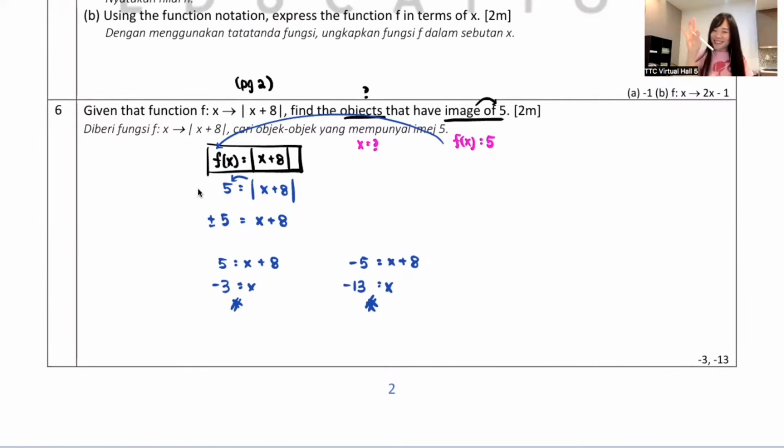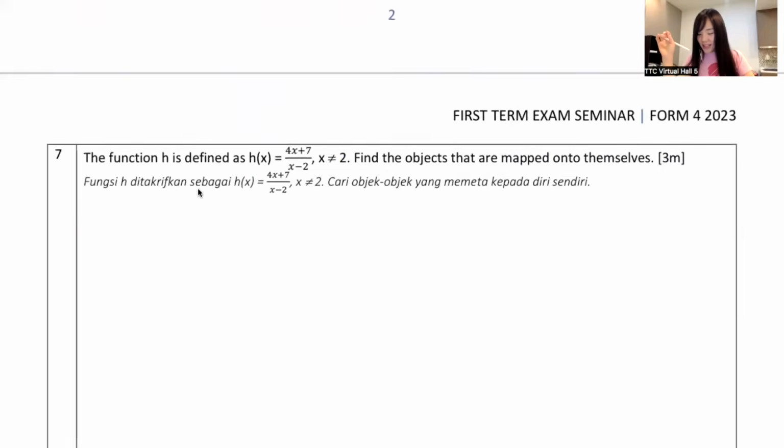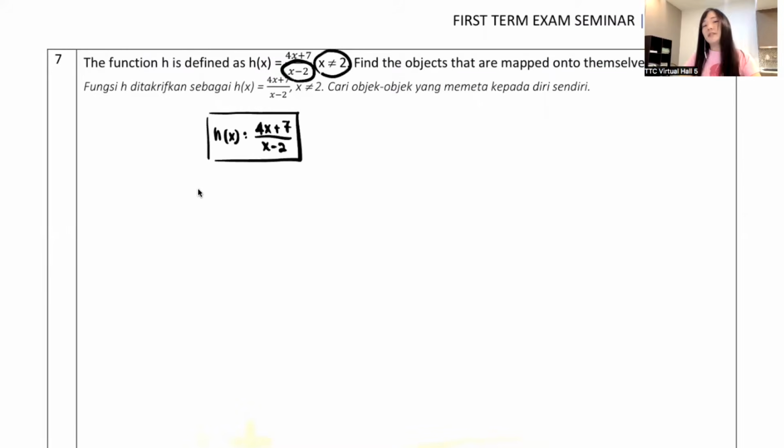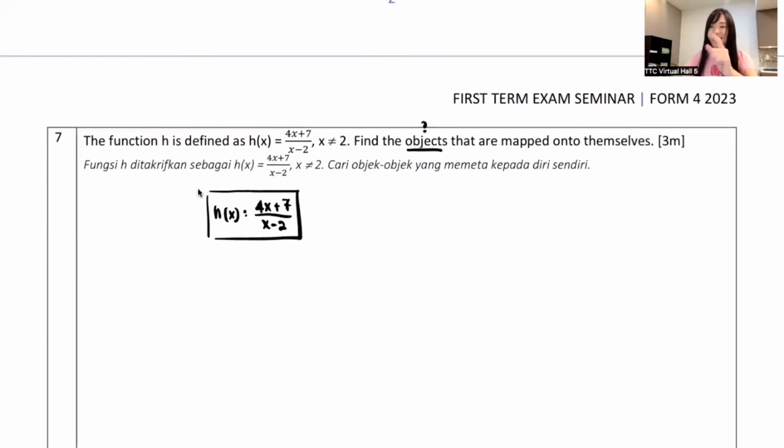5, 4, 3, 2, 1, done. Next one, question 7. Again, they give me the function h(x) equals 4x plus 7 over x minus 2. You see, they tell you x not equal to 2, because they look at the bottom: x minus 2, that's why x cannot be positive 2. Makes sense. Now they say: find the object that is mapped onto itself. I finished teaching you this just now. My dear, which one is the keyword now?